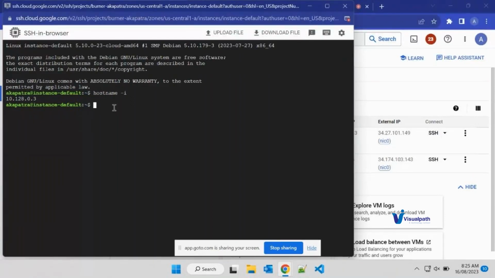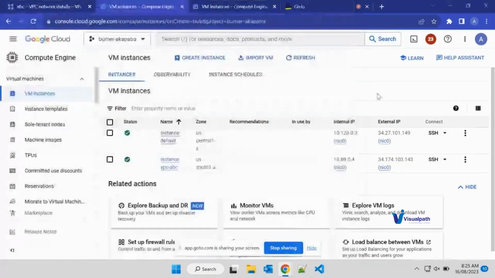Now if I try to do a ping or establish a connection between this and the other instance that we have spun up on the second VPC, does that communication establish? That is our first point of check. Let's say you have a use case that we want these two boxes to communicate with each other. First let's see whether that is possible or not.